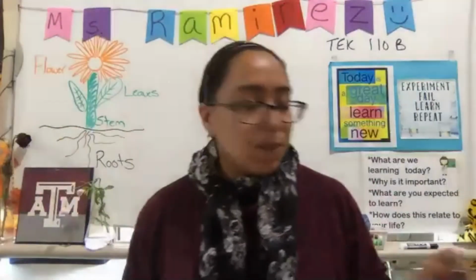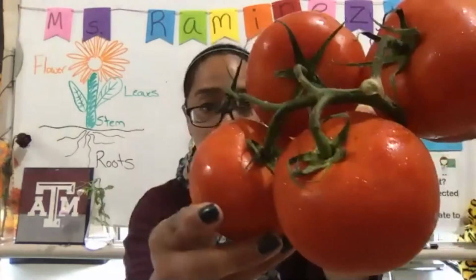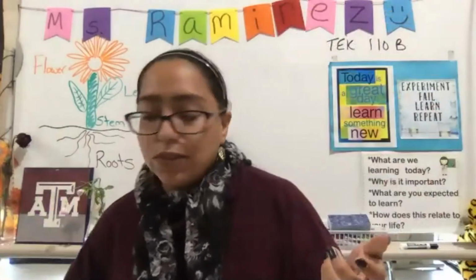So those are just a couple of examples of things that you guys can find at the grocery store for fruits and veggies that we eat that actually come from plants and trees. You can see the roots and other things like that.